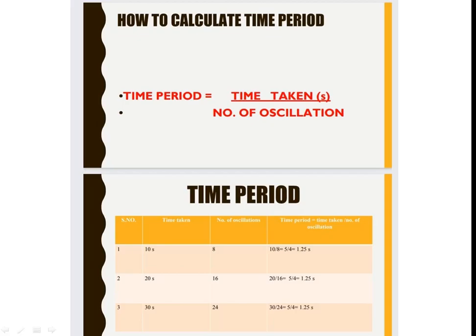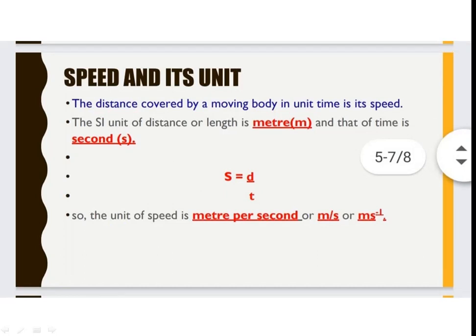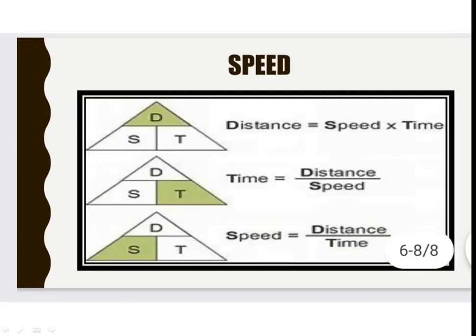Few examples are given here. Units of time: 1 year is 365 days, 1 year is 12 months, 1 year is 52 weeks, 1 week is 7 days, 1 day is 24 hours, 1 hour is equal to 60 minutes and 1 minute is equal to 60 seconds. Formula of speed and its SI unit is meter per second. So these are the formulas to find out the distance, time and the speed.